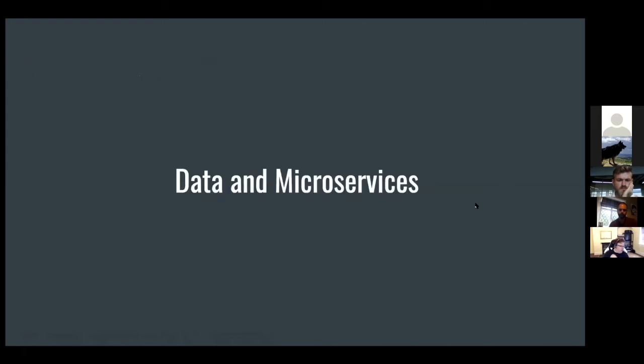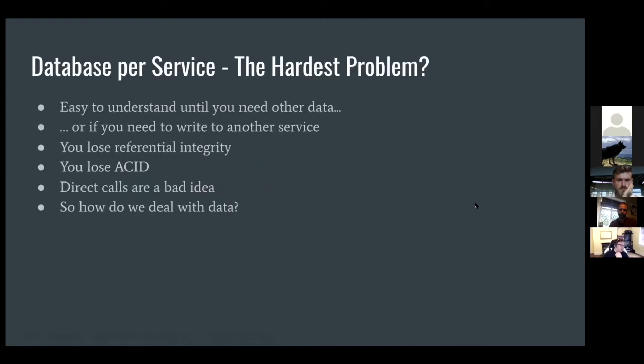So let's just talk a little bit about data and microservices. I think the database-to-service part is the bit that's hard. Having the individual scaling services, especially if you're using something like serverless, like Lambdas, the actual processing is easy. The data is hard. It's all really easy until you need other data from other services, and you go, well, how do I get that? Or you need to write to another service. You go, oh no, how do you do that without blocking?